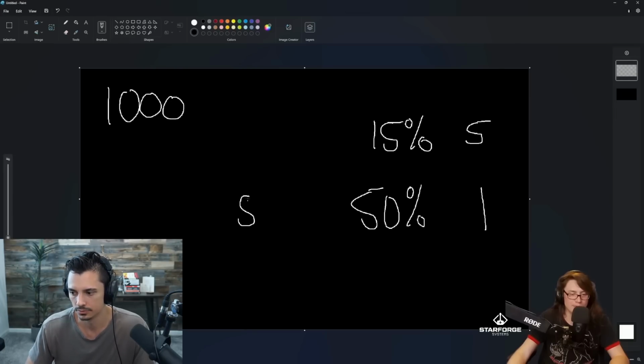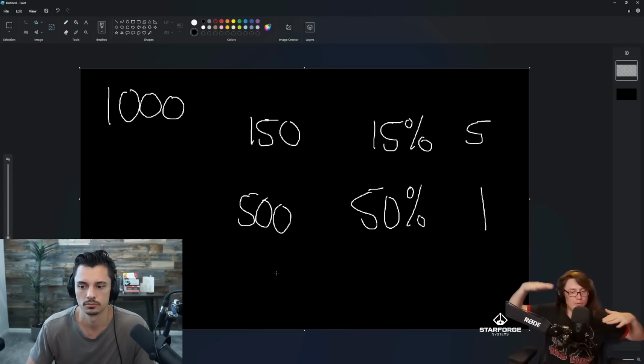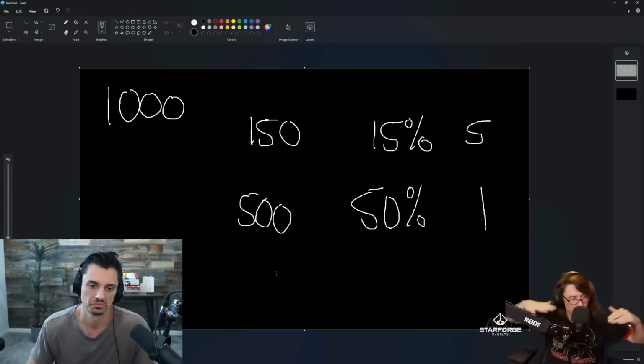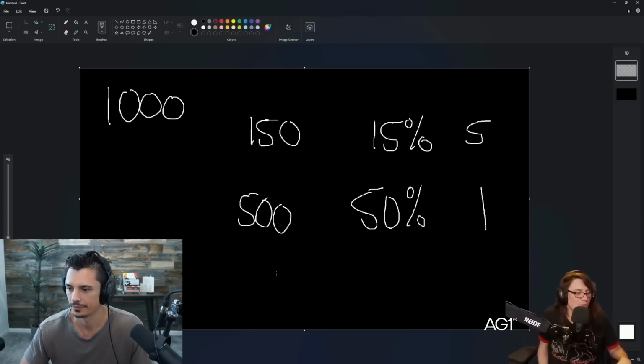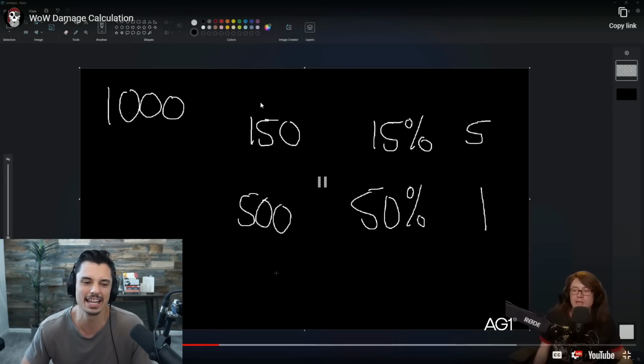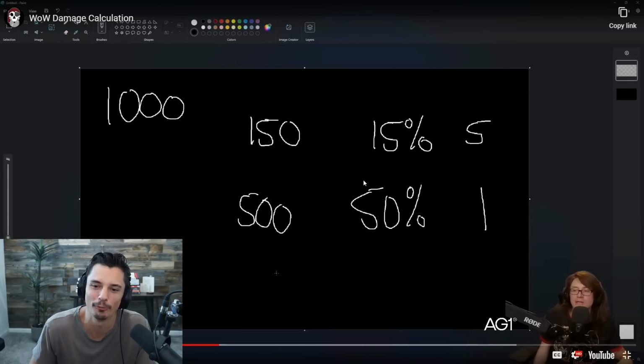This one will do 500 damage on a swing. This one will do 150 damage on a swing to each of those 5 targets. This is how coefficients work. This is how you balance a class by doing coefficients for each one of these. Yeah, makes sense. Simple. What now? It's called a coefficient.